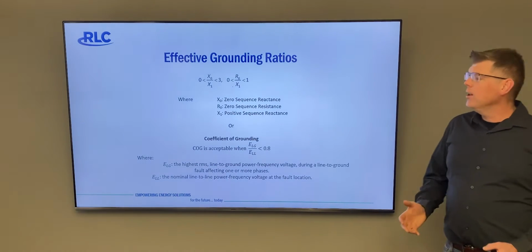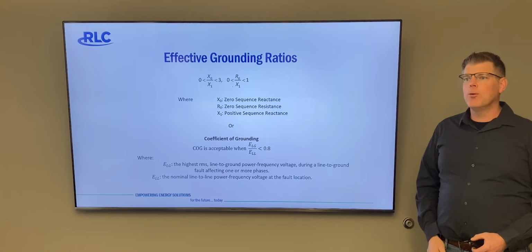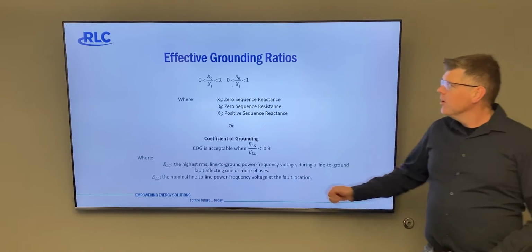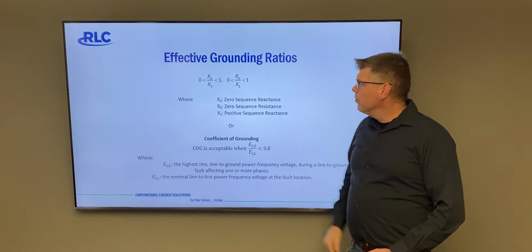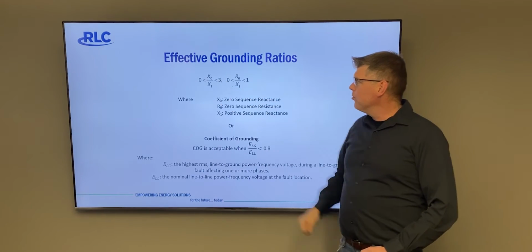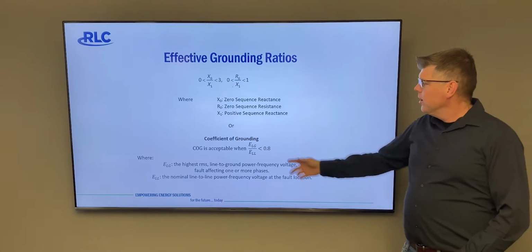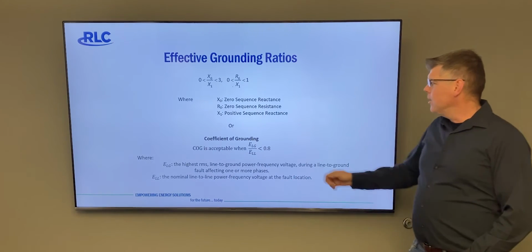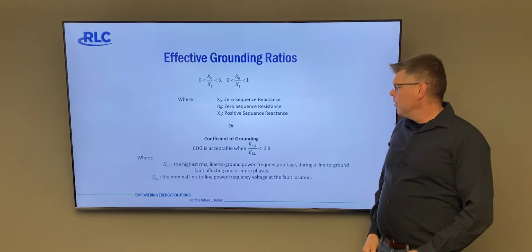So in a three-phase system, we use a number of different ratios to achieve effective grounding. This is the traditional ratio of using system impedances of zero and positive sequence networks. Another method is using the coefficient of grounding, where you're actually using the phase and line ground voltages.